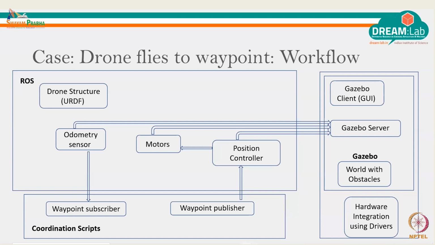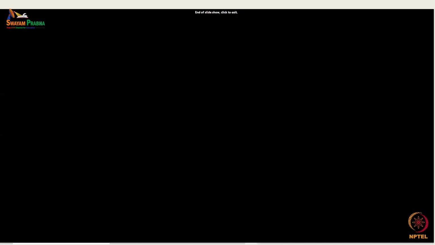And gazebo has 2 components. One is the GUI and one is the server. The GUI is optional and the server has to be there if we want to simulate our experiment. So gazebo is the environment, and if at all we want to integrate the hardware parts, then we always have the ROS drivers, and gazebo can be replaced with the hardware. So yeah, now we will go to the demo.